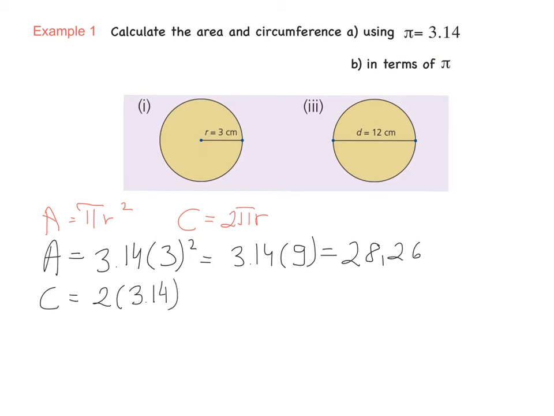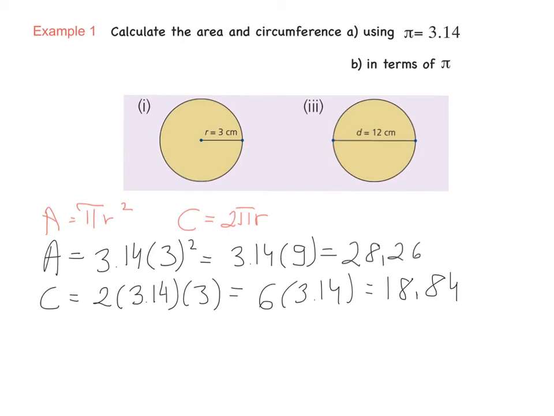Then C is 2 pi r, so 2 multiplied by pi, which is 3.14, and multiplied by r, which is 3. We can multiply 3 by 2 first, so that's 6, and 6 multiplied by 3.14 is 18.84.